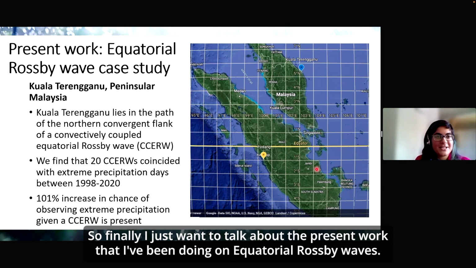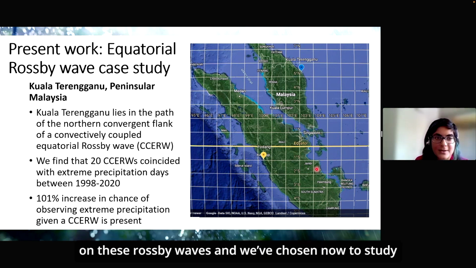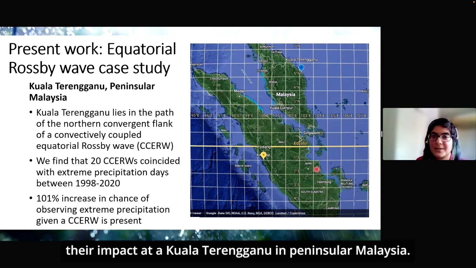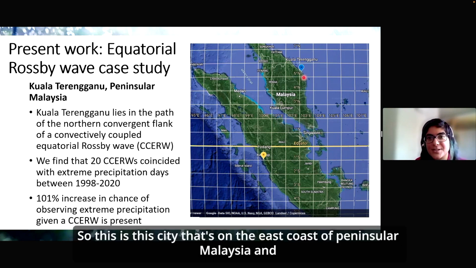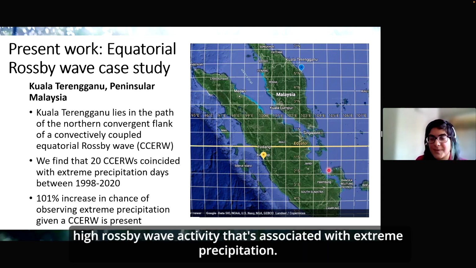So finally, I just want to talk about the present work that I've been doing on equatorial Rossby waves. This is a similar study on these Rossby waves, and we've chosen now to study their impact at Kuala Trengganu in Peninsular Malaysia. This is a city on the east coast of Peninsular Malaysia that lies in the path of the northern convergent flank of a convectively coupled equatorial Rossby wave. So this experiences high Rossby wave activity that's associated with extreme precipitation.